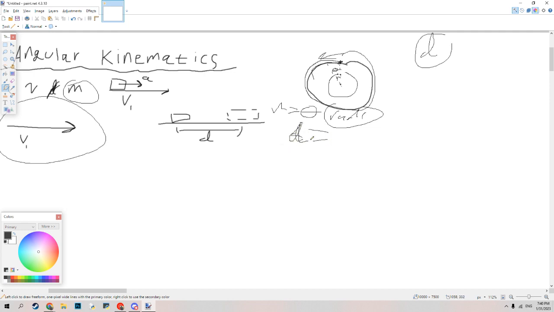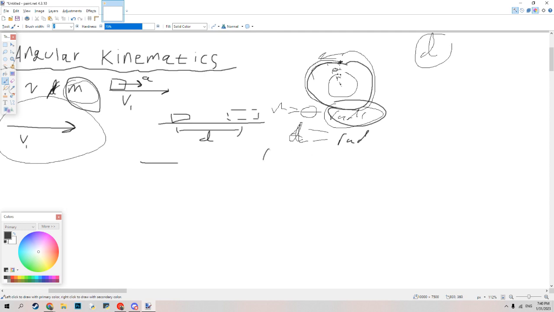I was saying that it's the same thing as normal kinematics, but distance can no longer be measured in meters, but rather in radians now. So whatever distance you have, it'd just be in radians, or in an angle of some sort.